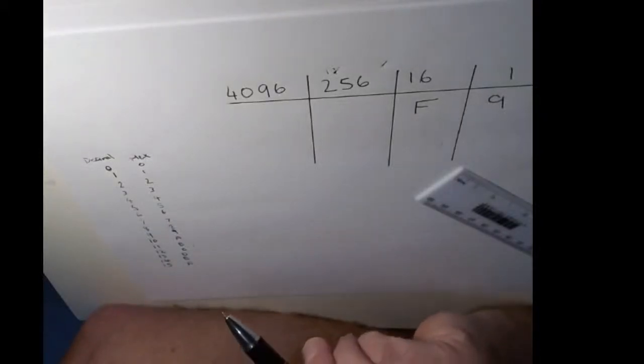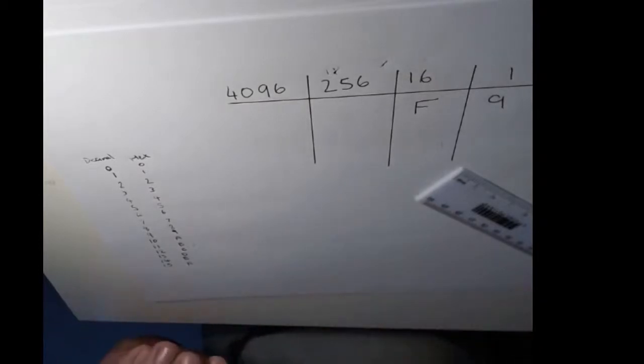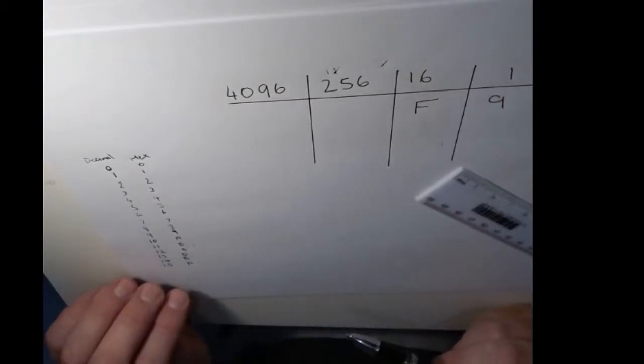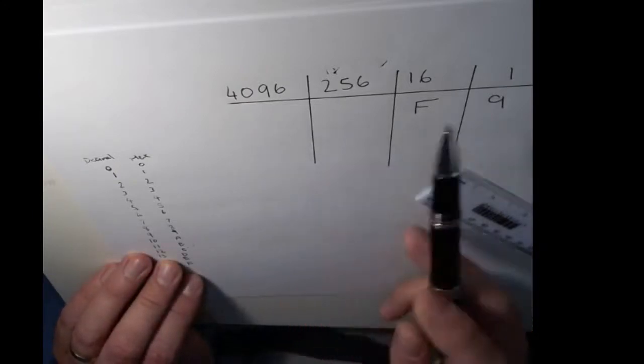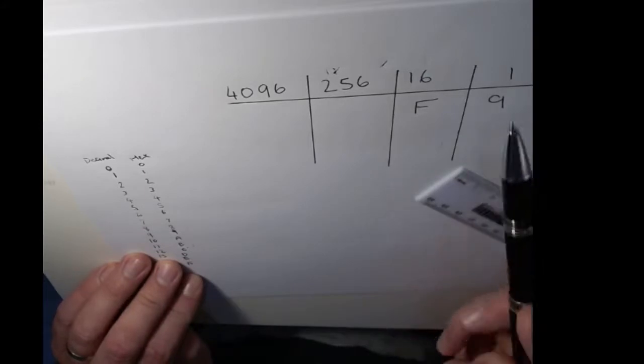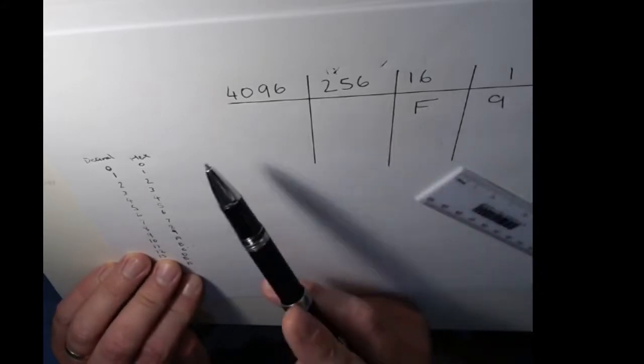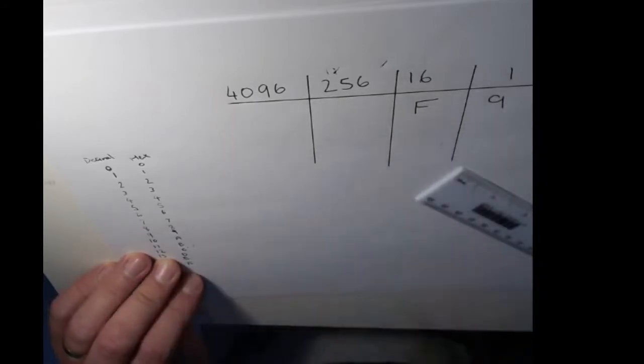Okay, what I want to do just very quickly is take you through how to do a hexadecimal to decimal conversion. Before I've started, what I've done is I've written my hexadecimal headings: 1, 16, 256 and 4096.